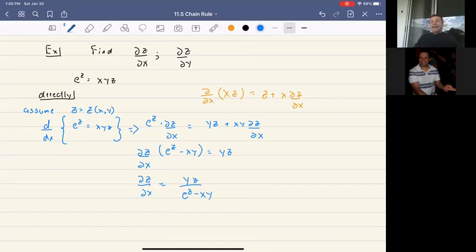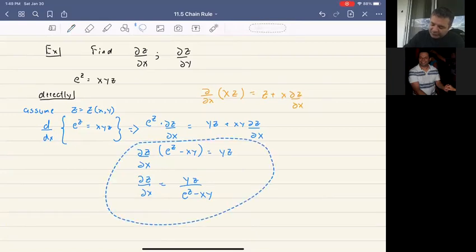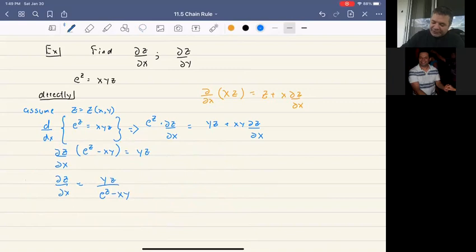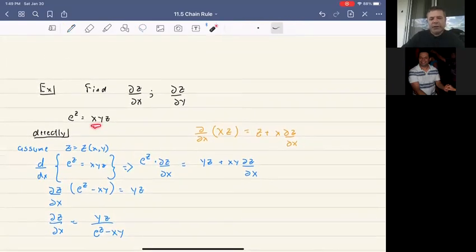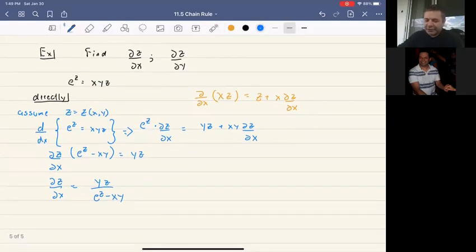Okay? Now, that's directly. You can do the work for partial of z with respect to y. It's pretty much exactly the same. Okay, there's a symmetry here. X and y are interchangeable. Okay, that's another trick for multiple dimensions. So I'm going to interchange them.